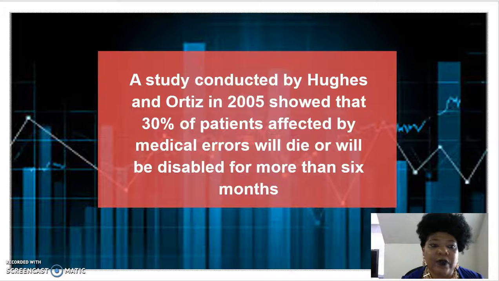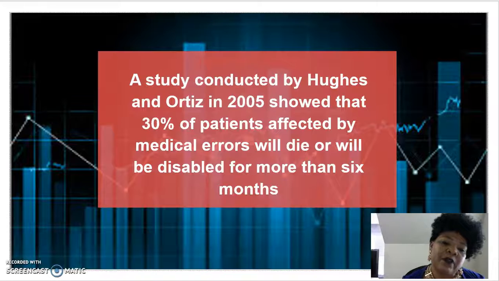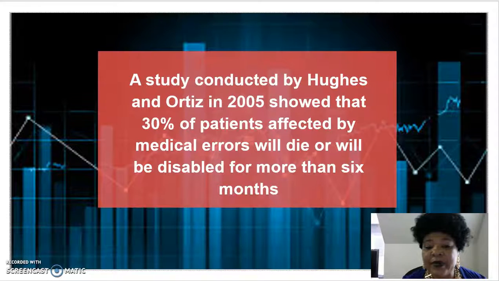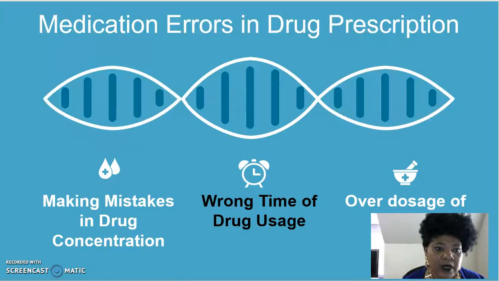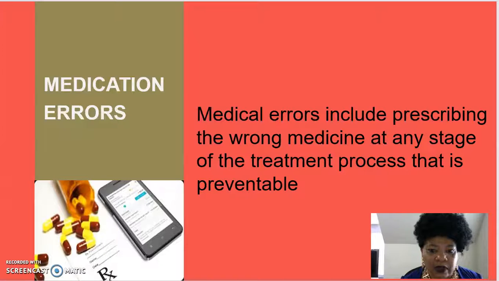Another study by Hughes and Orris shows that 30% of patients affected by medication error would die or be disabled in more than 6 months. I want to look at medication errors even in the drug prescription aspect. Making mistakes in drug concentration, wrong time of drug dosage, overdosage of medications. Those are the things that cause errors, and it keeps going on and on. Medical errors also include prescribing the wrong medication at any stage of the treatment process that is preventable.